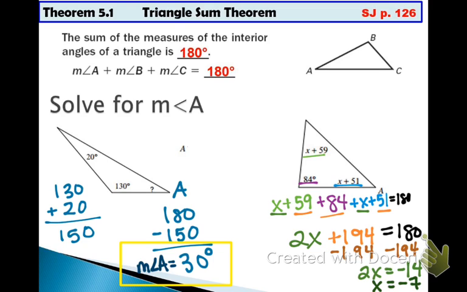Is it what it asked for? Have we answered this question? Did we solve for the measure of angle A? We did not. We got to plug it back in. Here's angle A. It's x plus 51. We know that x is negative 7. So negative 7 plus 51, which will be 44 degrees.